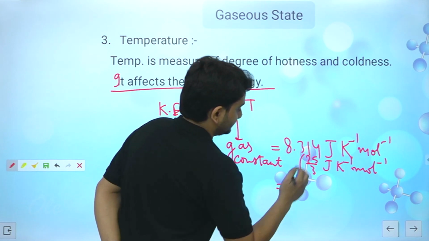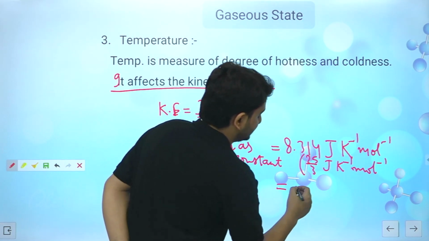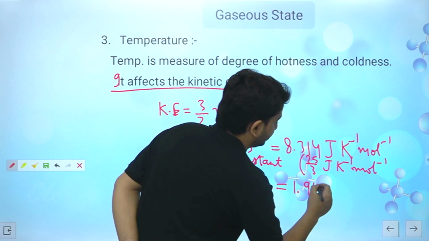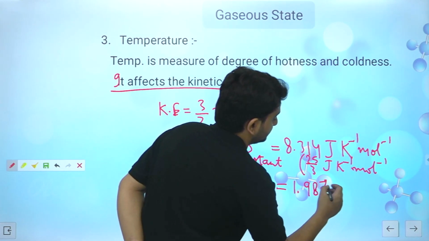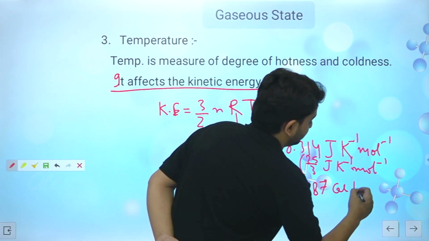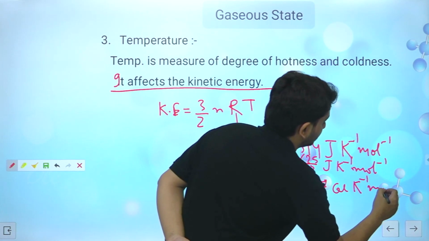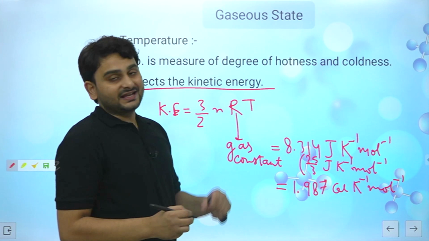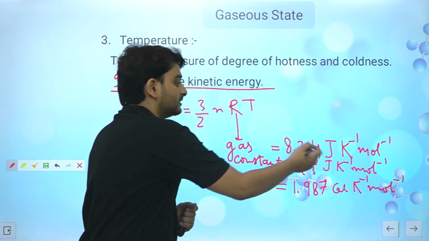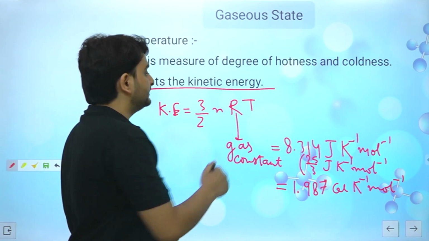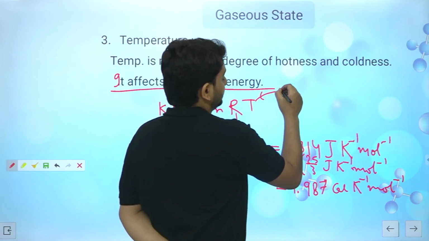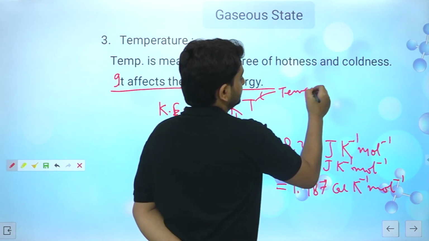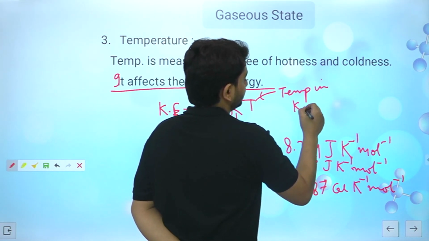In calories, when we convert joules to calories, it will become 1.987 calorie per Kelvin per mole. Alright. Remember, from this gas constant itself, because we are taking temperatures in Kelvin, this T is the absolute temperature, or the temperature in Kelvin.